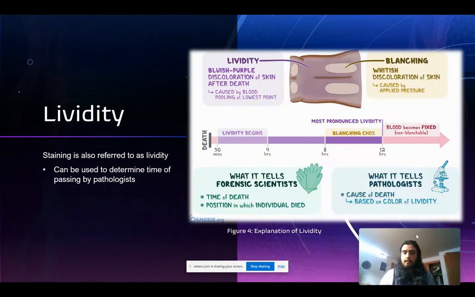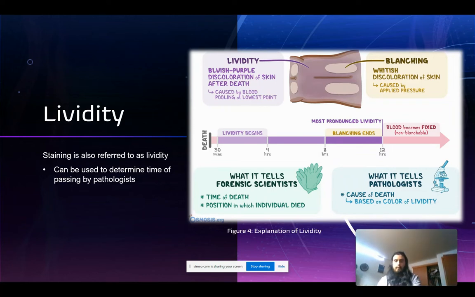Lividity is another term that some fields of study like to use for postmortem staining. Basically, lividity is again this staining, the bluish purple discoloration of skin. And with lividity, in the early stages there's what's called blanching, which is this white discoloration you can see in this example that I've provided here. Using the lividity, the level of a purplish hue, as well as whether blanching is present, a pathologist can determine basically how long an individual has been deceased.